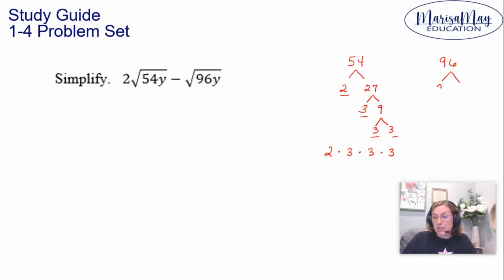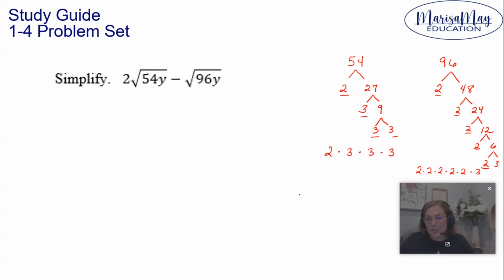Now next, let's do 96. 96 breaks down into 2 because it's even. 2 times 48. And 48 becomes 2 times 24. And 24 becomes 2 times 12. And 12 becomes 2 times 6. And 6 becomes 2 times 3. Okay, so let's see what 96 becomes. 1, 2, 3, 4, 5 twos being multiplied together, and a 3.